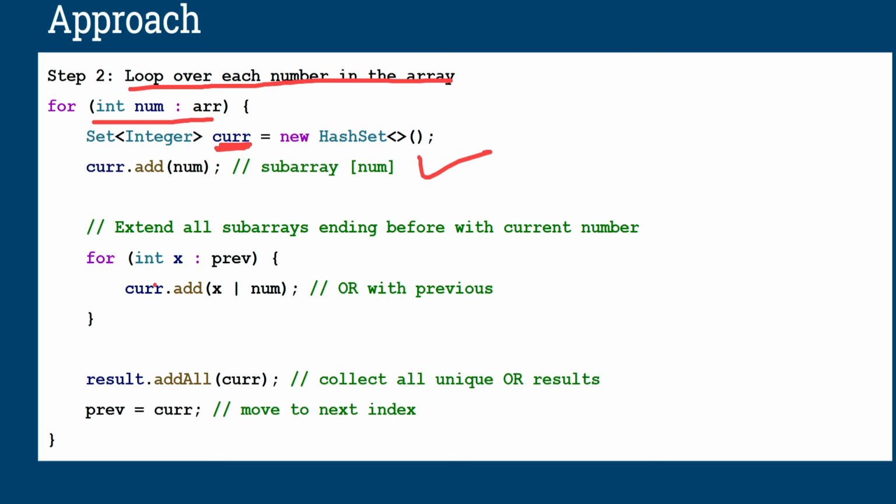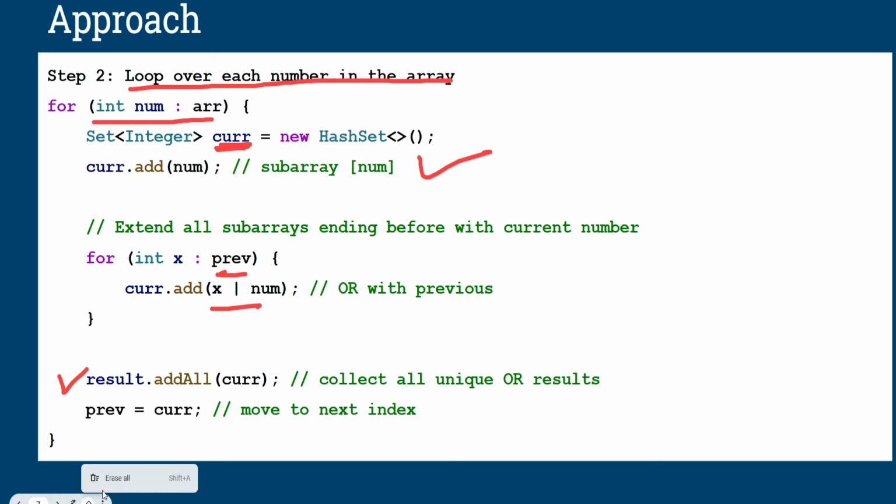Now we have to expand all the subarrays. So what we will do is check the previous, right? From previous we get each element. If previous has elements, we do the OR and add it to the current. Similarly, we keep adding to the result. Once you find the result, you keep adding it here, and then we return the result, right?